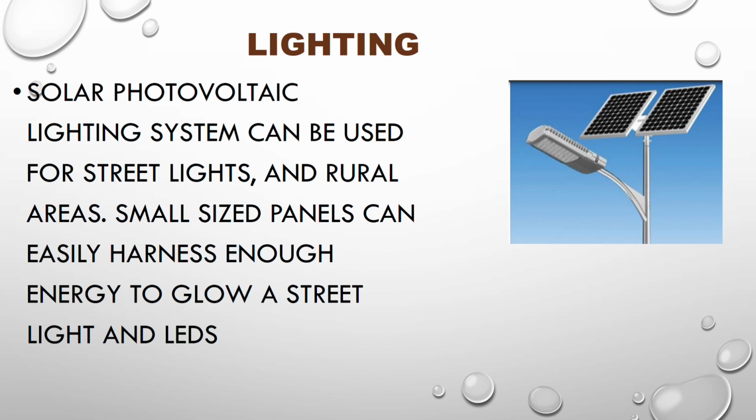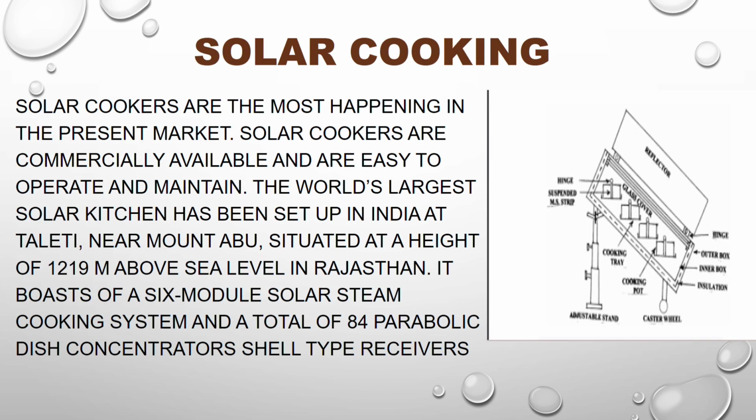So after lighting, then comes solar cooking. Normally, cooking happens by generating heat through burning wood or LPG gas cylinders, etc. But solar cooking is another way of cooking through solar energy. So solar cookers are the most happening in the present market. Solar cookers are commercially available and are easy to operate and maintain.